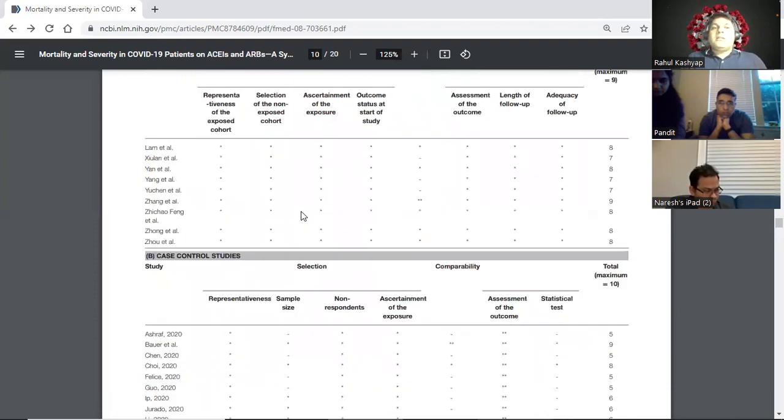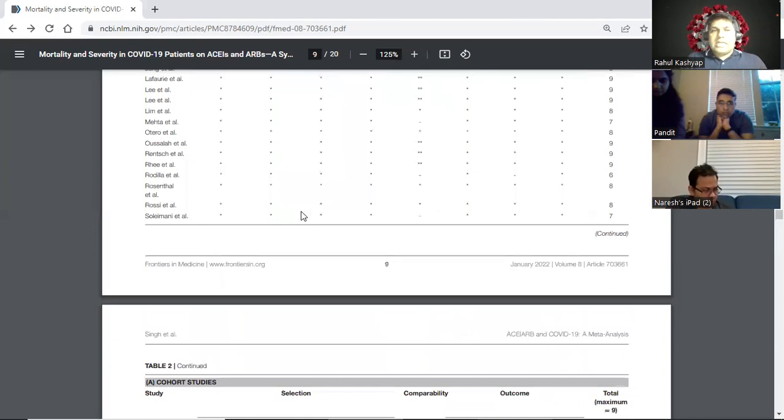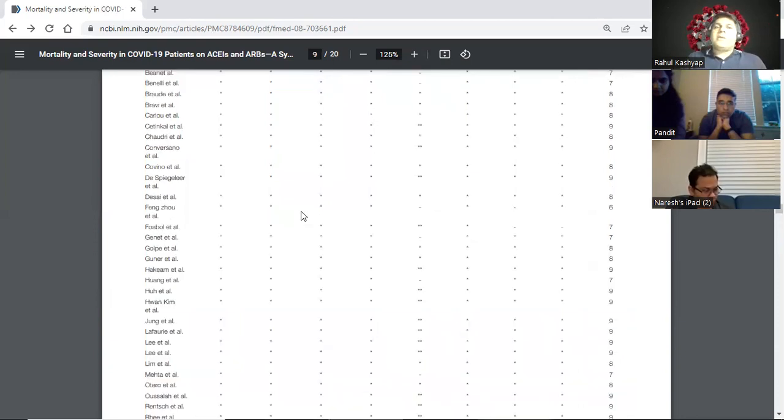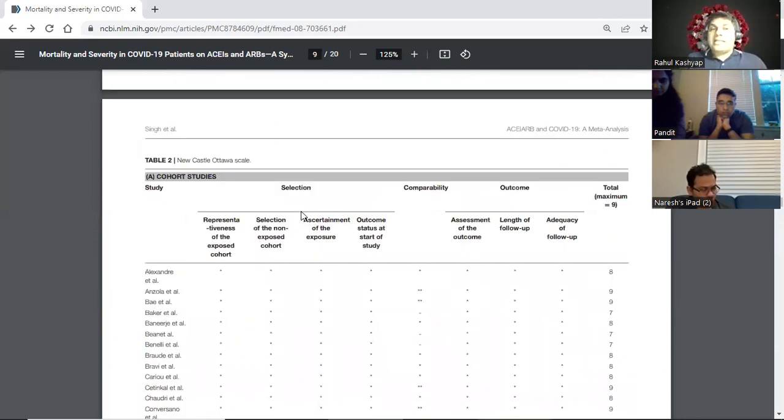The one thing I will not be covering today, probably in the next one, is some of the qualitative analysis. You would see the Newcastle-Ottawa scale and so on and so forth.